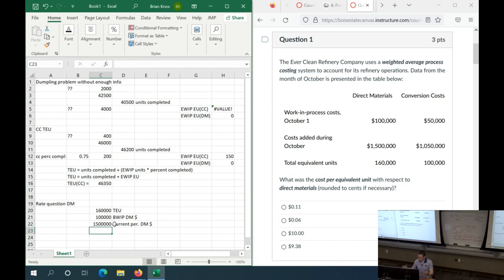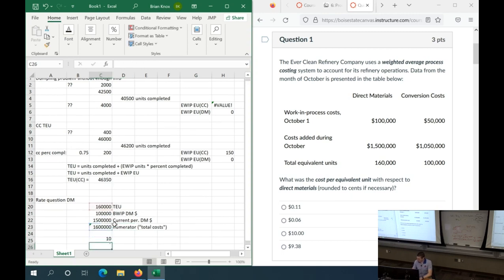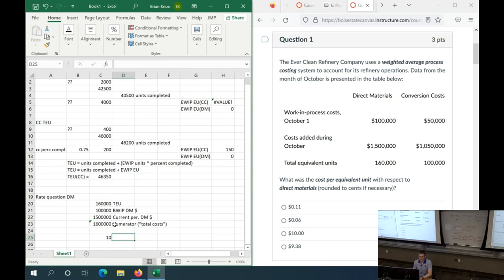And I told you that the numerator, when we're doing weighted average, is going to be the sum of beginning WIP costs and current period costs. So I'm just going to call it numerator, or total cost, as it is in the textbook. That's how we're defining total cost for the weighted average method. And we can take that and divide it by our TEU, and we get a rate. DM cost per equivalent unit. That's the answer. That's it.